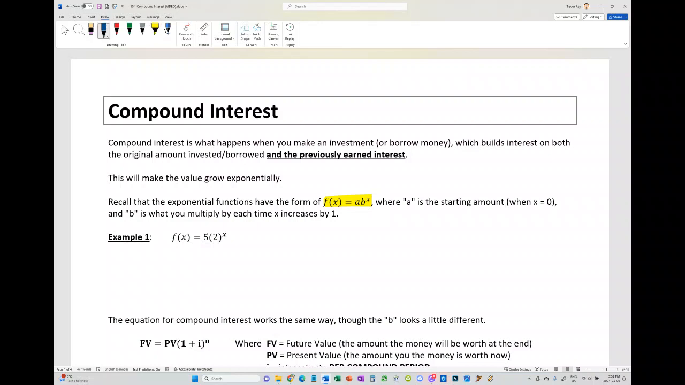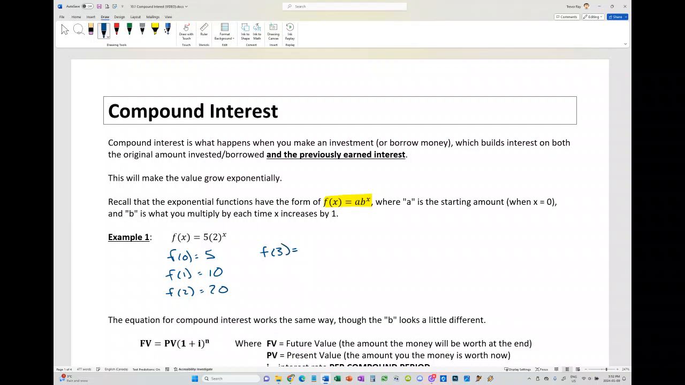So for instance, if we have this simple equation f(x) = 5 times 2 to the x, we can see that f(0) is equal to 5 times 2 to the 0, which is 5 times 1, or just 5. So 5 is our starting amount. And then when we put in 1, we get 5 times 2 to the 1. 5 times 2 is 10. So basically our amount of 5 doubled as x increased by 1. And when we go up to 2, it'll double again to 20, and so on.